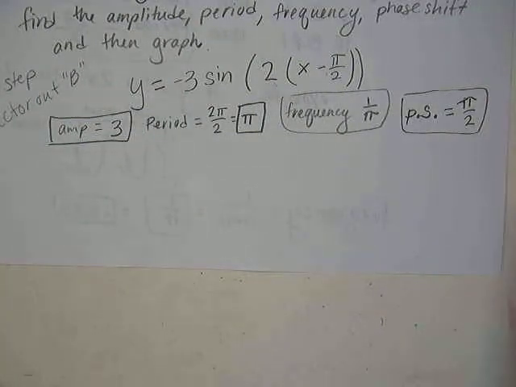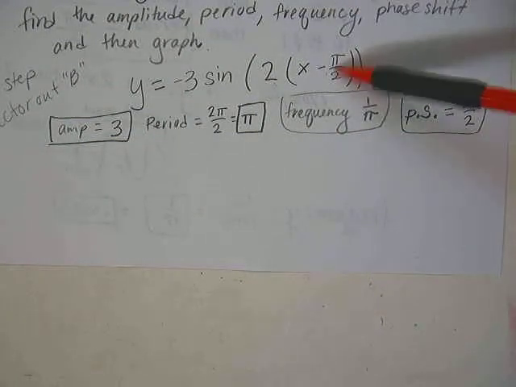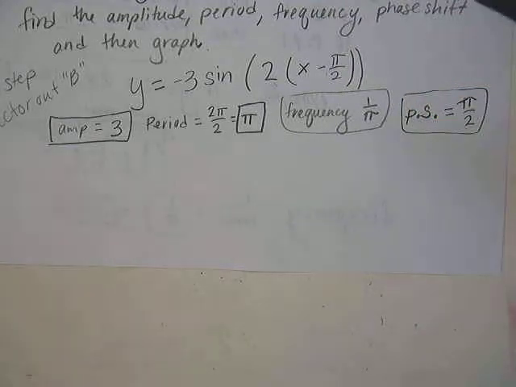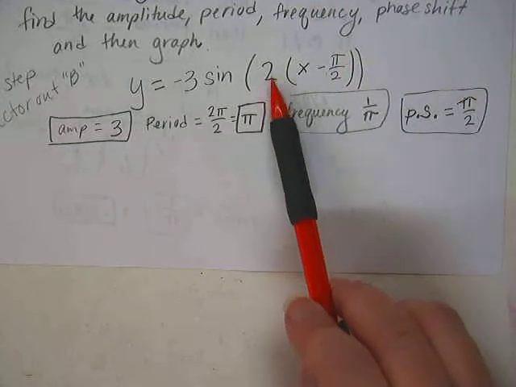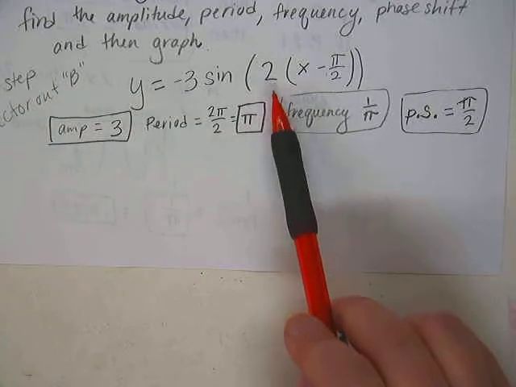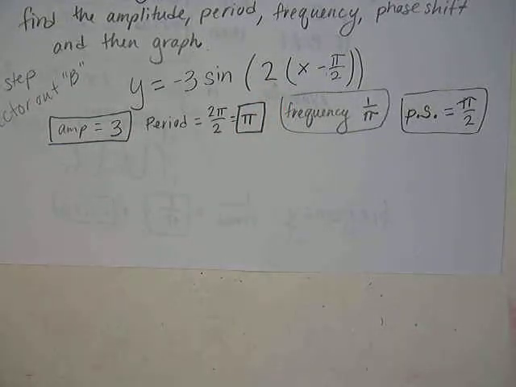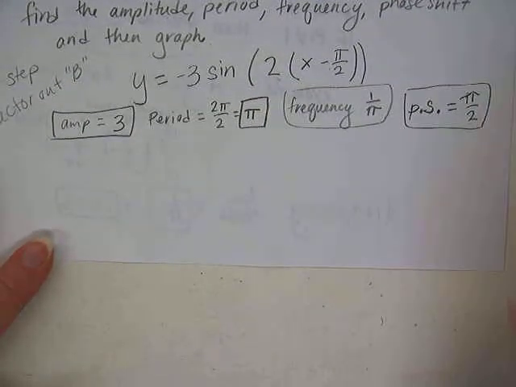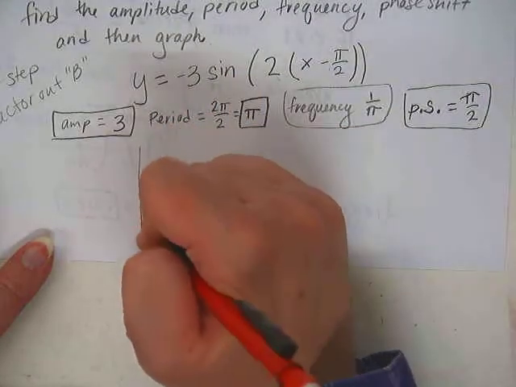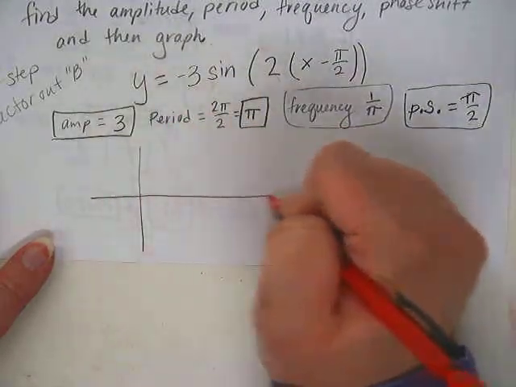So instead of having to say pi halves right or pi halves left, you would do pi halves for right and negative pi halves for left. So you just do the opposite of that number. But you make sure you've factored out that number of cycles number first, right? Okay, so now let's graph this thing.